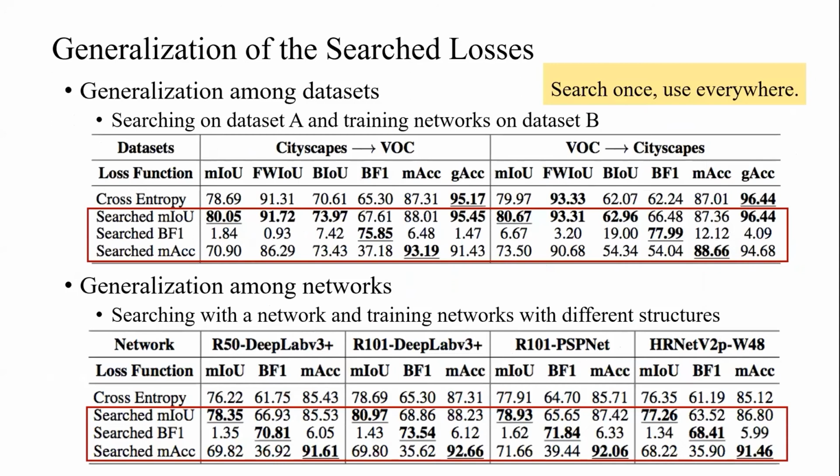We verify the generalization ability of the searched loss functions in two aspects: generalization among data sets and generalization among frameworks. As shown in the table, we can search for the function just once, and the searched loss function itself can be fixed and applied to different data sets and different backbone networks.